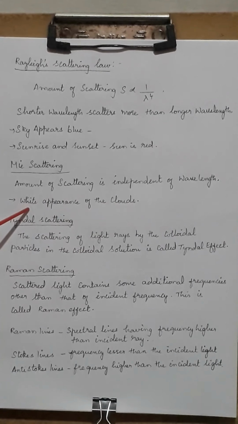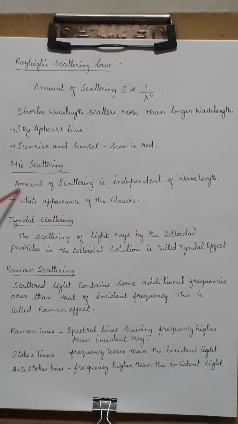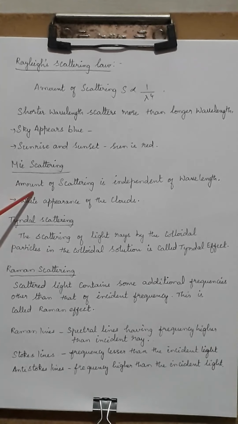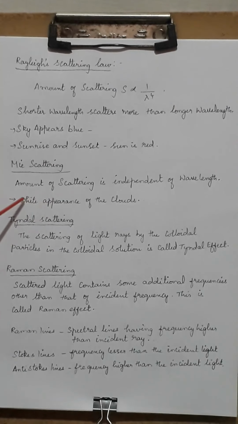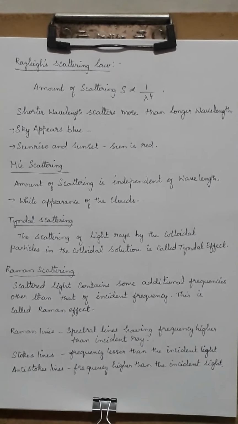Cloud is white. In those atoms and molecules, it refracts. After refraction, the light turns white, where it is not going to depend on the wavelength. That is what Mie scattering is.